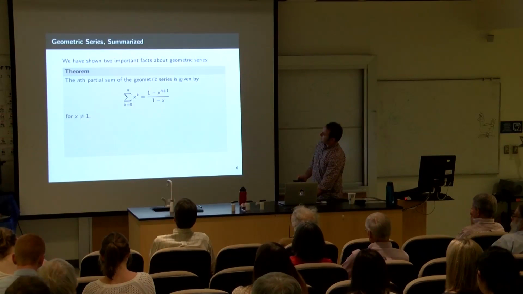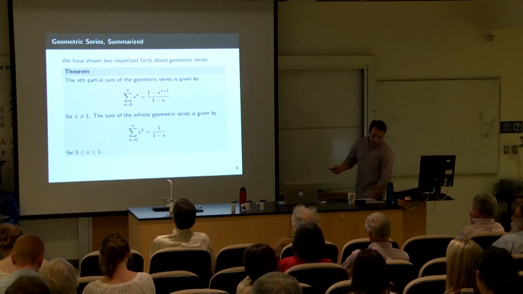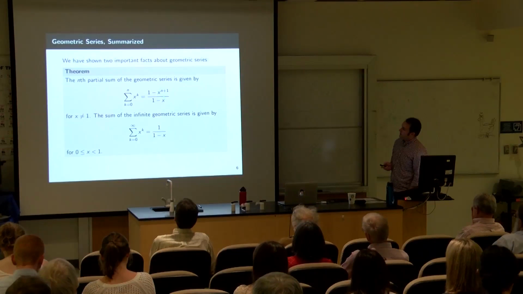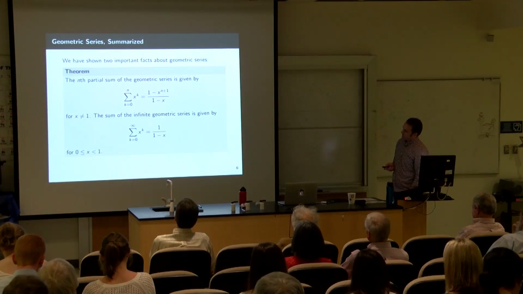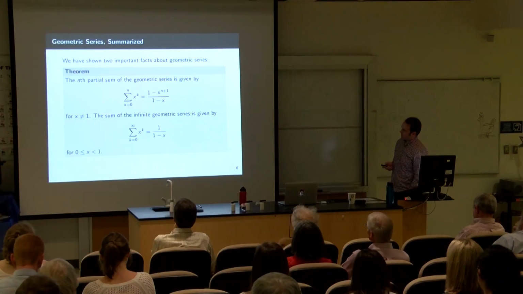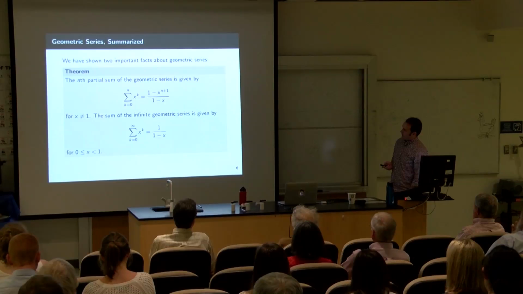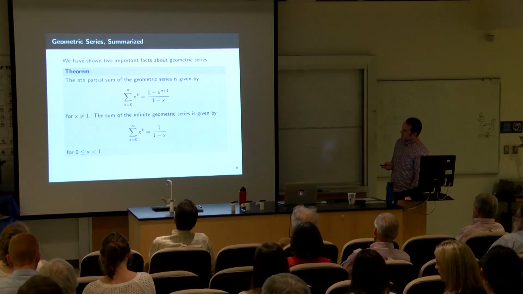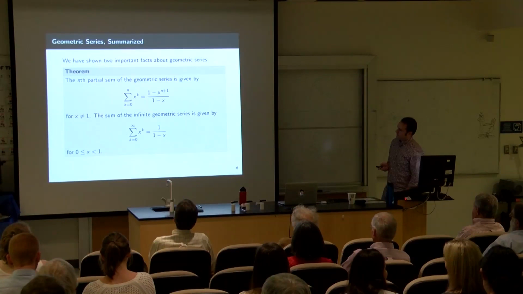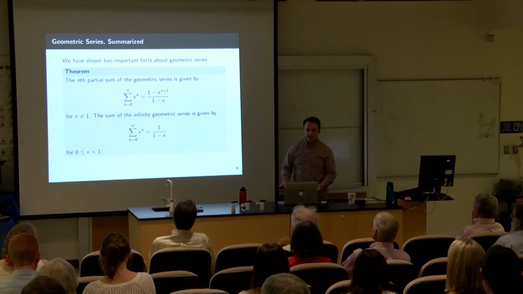So we've shown two things here. The partial sums of the geometric series are given by this nice expression here, if x is not equal to 1. You don't really care about the case where x is 1, plus you'd be dividing by 0. And the infinite series has this nice compact expression. So you've probably seen this in a calculus class.